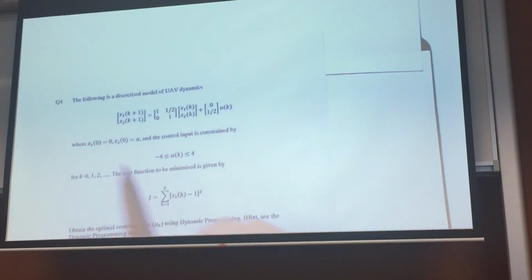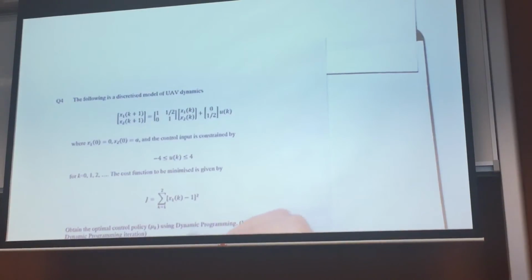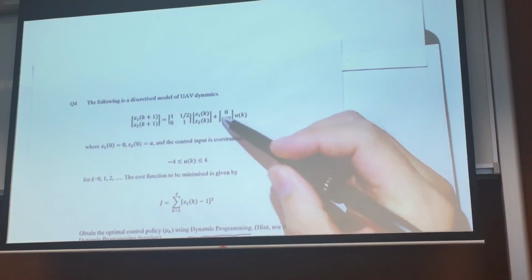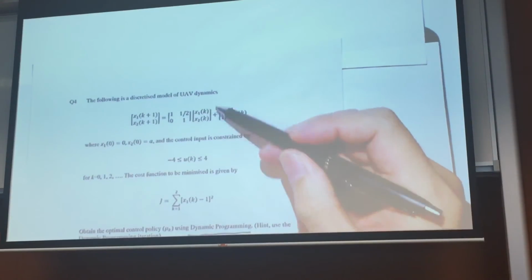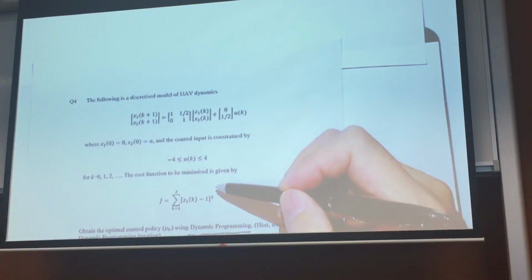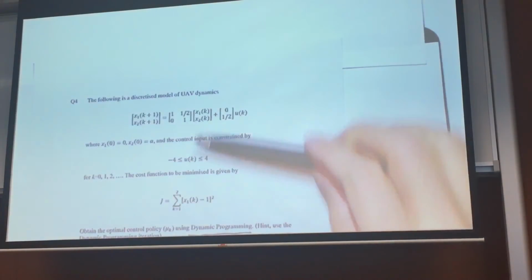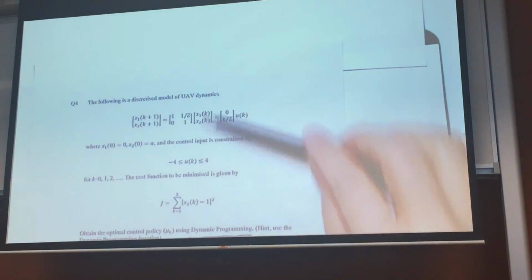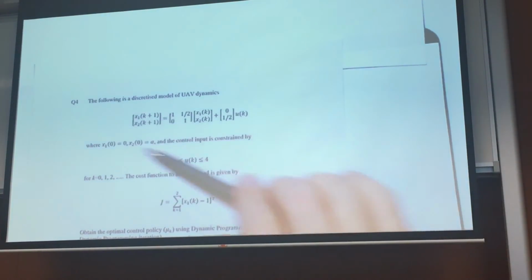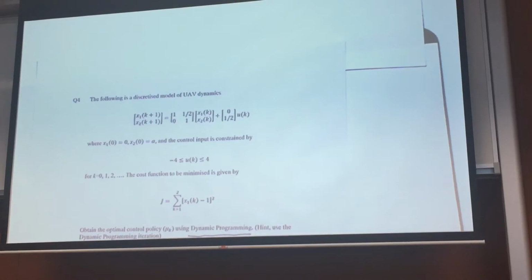So finally, this fourth question, question 4, is on dynamic programming. This question is quite similar to the example that we went through in the last lecture. We only change the numbers, and the procedure, the question, and all the other parts are the same. We have the update equation, the actuator constraint, and the function to be optimized.